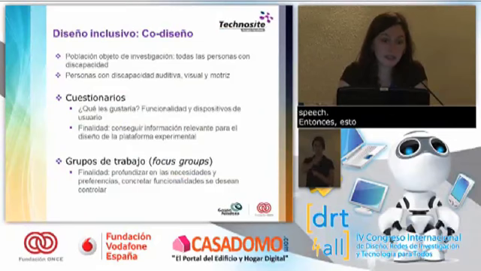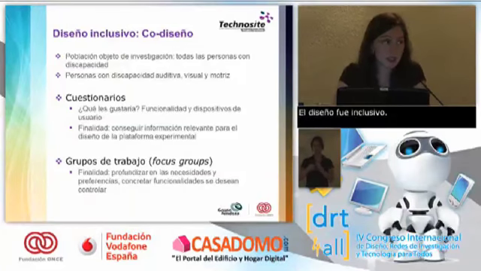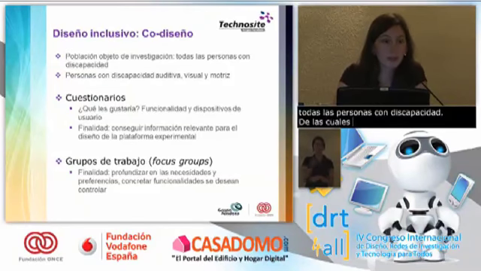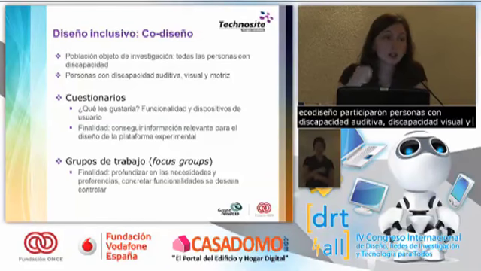This is what I've been talking about then. We've got this inclusive design, as we call it. We have co-design and then technological validation. Everybody with disabilities was being taken into account. So for co-design, we involved people with hearing impairments, visual impairments, and motor skill problems.